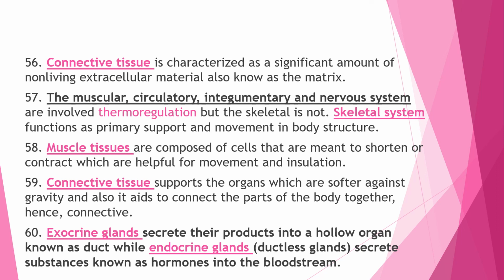because the skeletal system functions as primary support and movement in body structure. Okay, number 58, muscle tissues are composed of cells that are meant to shorten or contract, which are helpful for movement and insulation. As you remember from the previous flashcards, I said muscle tissues have the ability to contract.